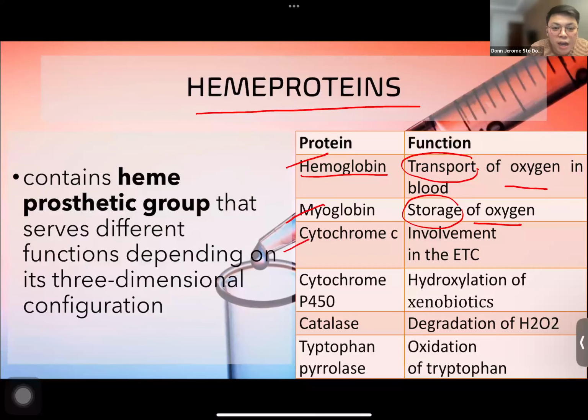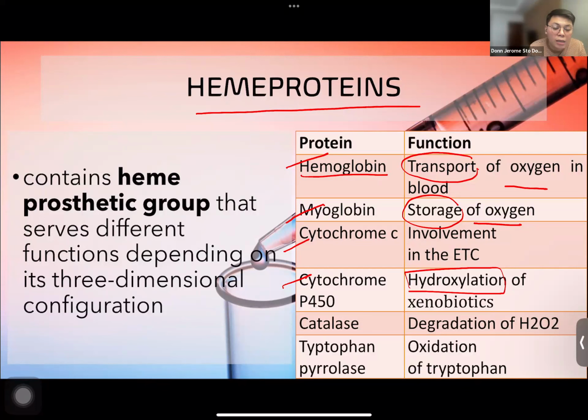Cytochrome C, saan nyo na-encounter yung cytochrome C? Electron transport chain po, Doc. Correct, no? It's one of the mobile elements of your electron transport chain, di ba? So, kinakabitan din ba yan ng electrons? Yes po. Sabi nga natin, that is because of the iron present on it. Cytochrome P450 is an enzyme produced by the liver needed for hydroxylation of xenobiotics.